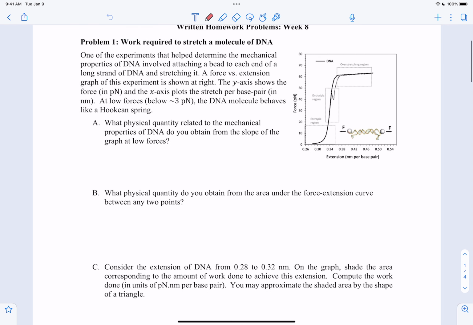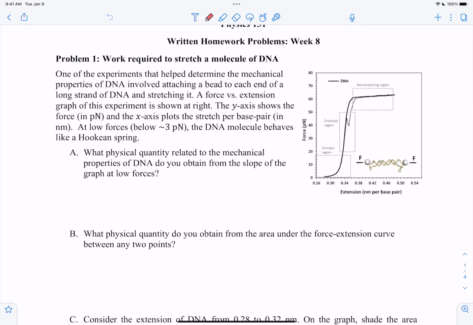But yeah, so without further ado, we can start on problem 1 here. So we have work required to stretch a molecule of DNA. It says one of the experiments that helped determine the mechanical properties of DNA involved attaching a bead to each end of a long strand of DNA and stretching it. A force versus extension graph of this experiment is shown at the right. The y-axis shows the force in piconewtons, and the x-axis plots the stretch per base pair in newton meters. At low forces below 3 piconewtons, the DNA molecules behave like a Hookean spring.